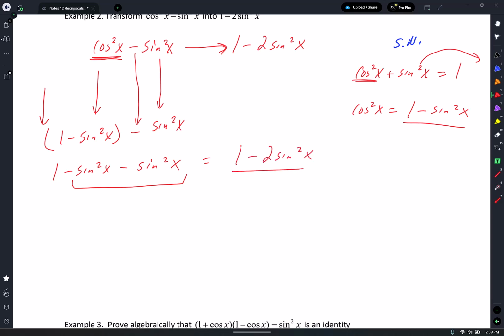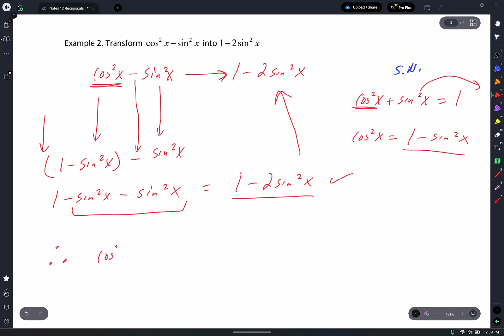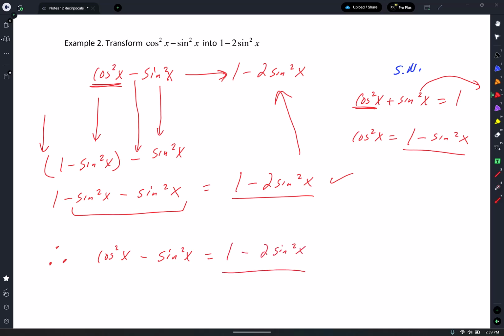Is that what I wanted? Yeah, there it is, check mark. So I'm going to put 3 little dots in a triangle. Therefore, this expression right here, cosine squared x minus sine squared x equals 1 minus 2 sine squared x. Kind of cool, right?